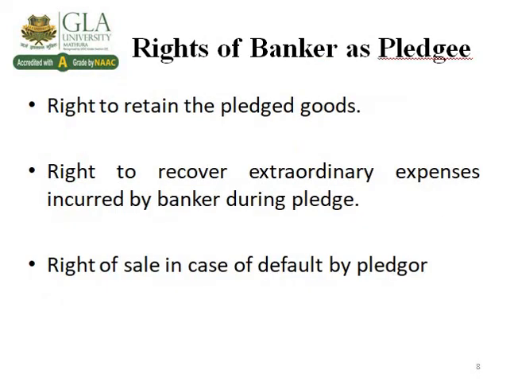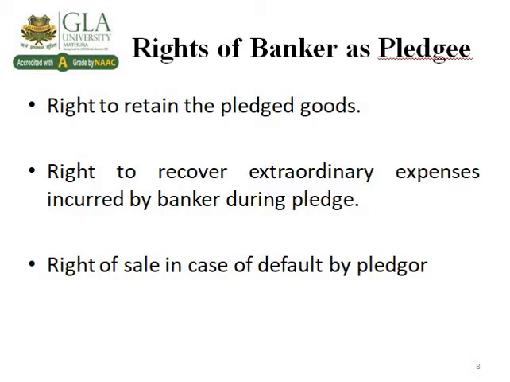Now we'll be understanding the rights of the banker as pledgee. The very first right is the right to retain the pledged goods. This means that till the customer makes the full and final repayment, with the EMI, or until the entire loan amount is cleared, the bank has a right to retain the pledged goods given as collateral security by the customer. The second point is the right to recover extraordinary expenses incurred by the banker during the pledge.